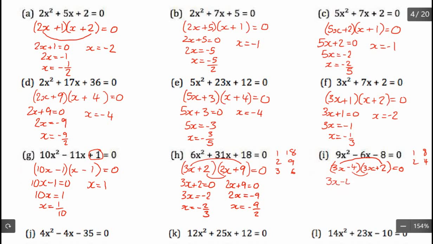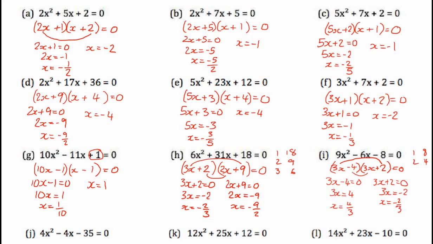factorised form. The solution therefore: if I add 4 to both sides of this, I get 3x equals 4, and then divide by 3, so x is 4/3. And from this bracket, take away 2, divide by 3, x is negative 2/3. Okay, again, I'll let you have a go at some of the next ones.